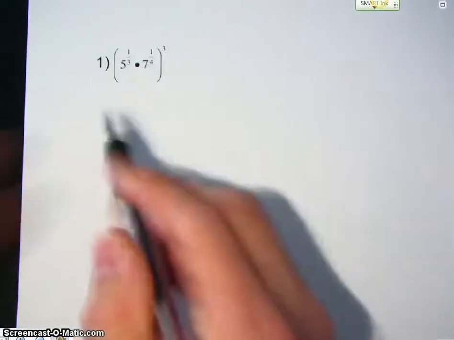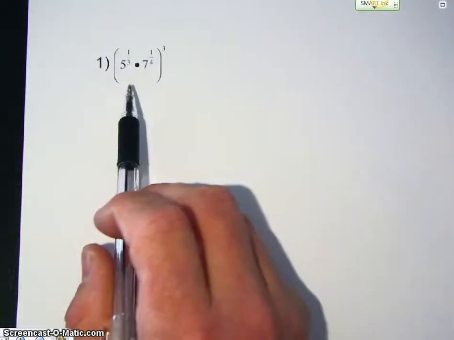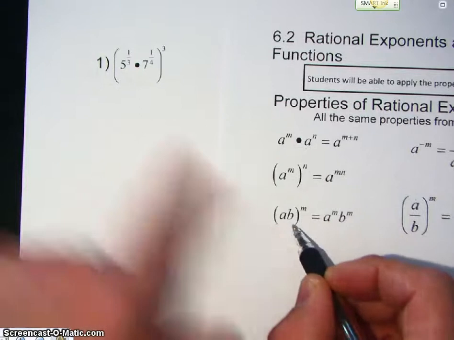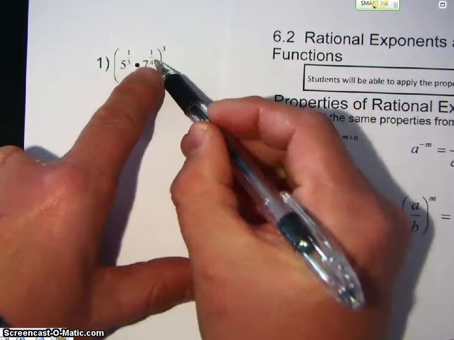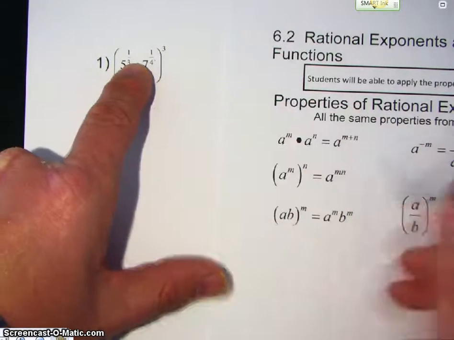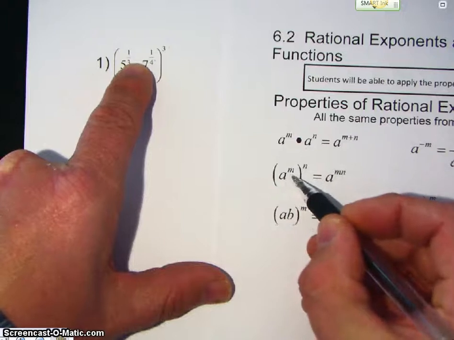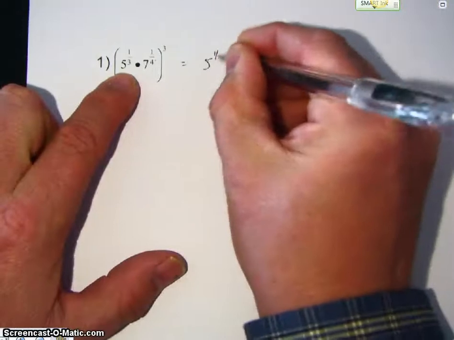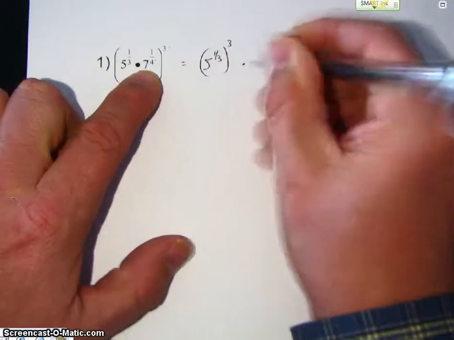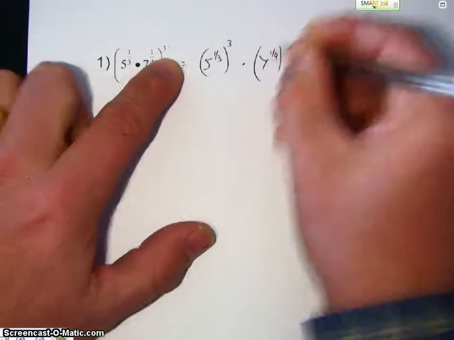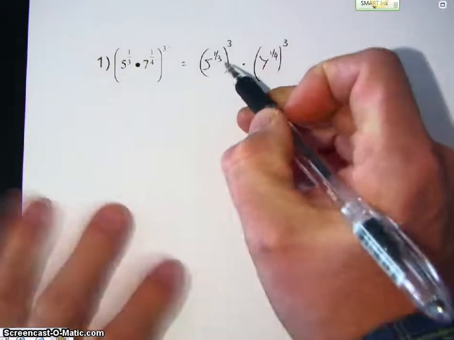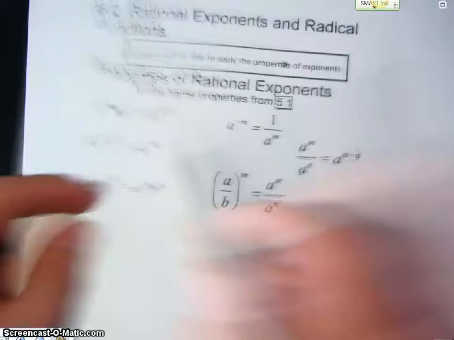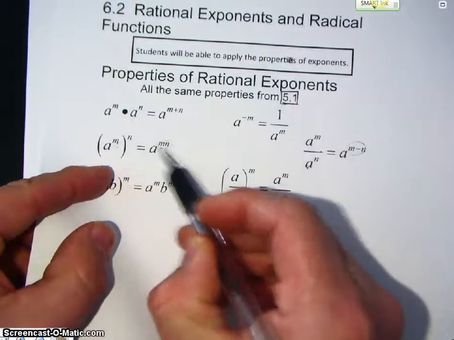Alright, first example. Actually, for this one I can apply this property. So that means I can take this exponent to both of these. Now when I do that, I'll end up having this happen. Okay? So, the long way is I'll take 5 to the 1/3 to the third power times 7 to the 1/4 to the third power. Now, the properties of exponents state that if I have a power raised to a power, that means I'm multiplying.